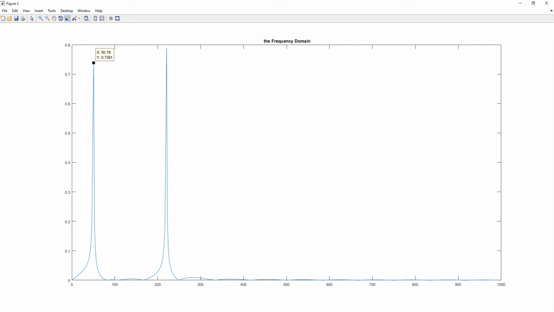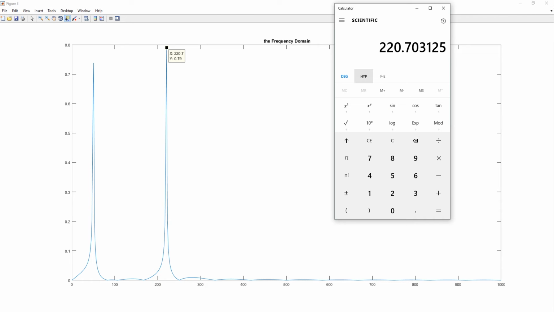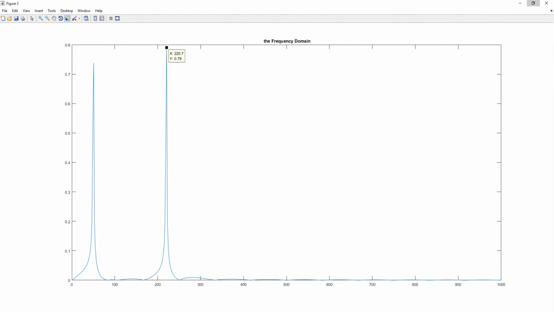So 50.78, and here is 220.7 that we calculated using the calculator. So 220.7 Hz, that's the frequency.